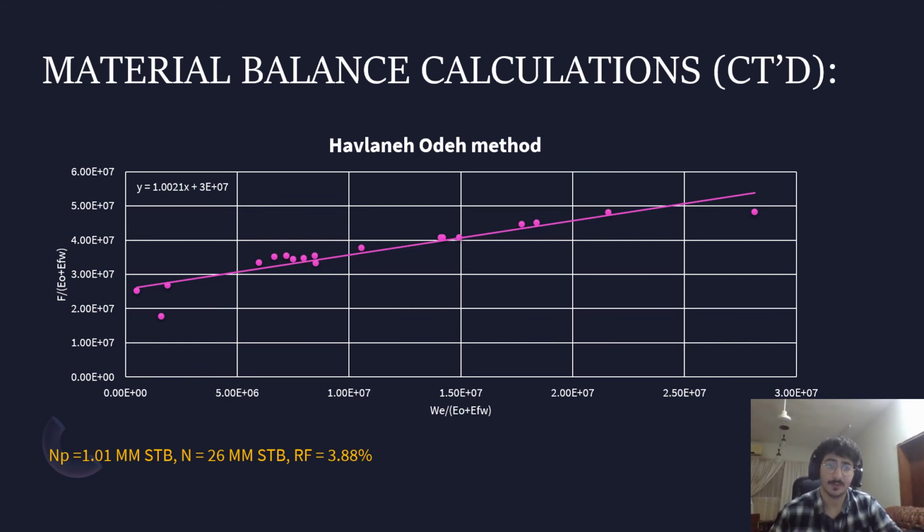basically we were changing the water influx alongside the other parameters until we got our slope as 1. The closest that we were able to get is 1.0021. The Y intercept here shows us the amount of original oil in place, which was 26 MMSTB, and the recovery factor for our case was 3.88%.